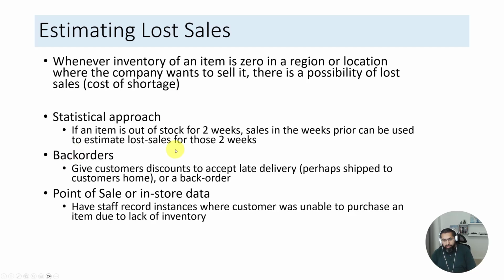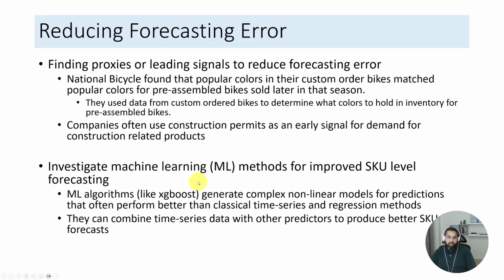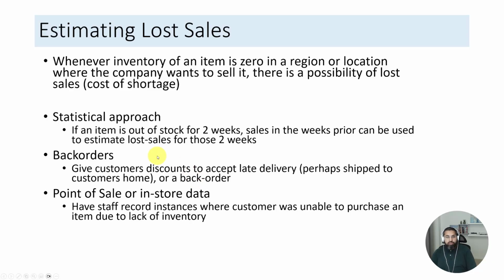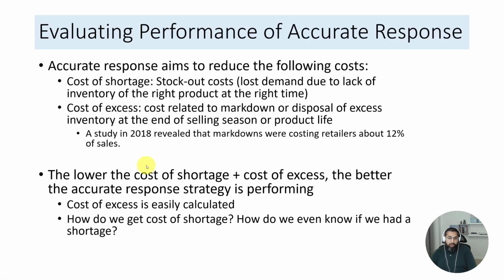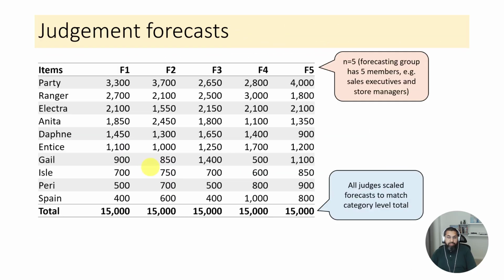If you can estimate lost sales costs by any of these approaches, then you can estimate the underproduction cost as a percentage of sales, and then you can estimate the total mismatch cost, which is telling you about how well your accurate response is working. So that is the end of the accurate response lecture. It was a lot of information to absorb, but the key idea is really simple.